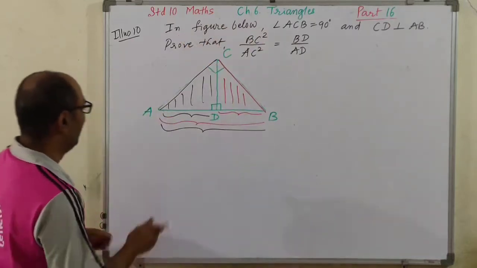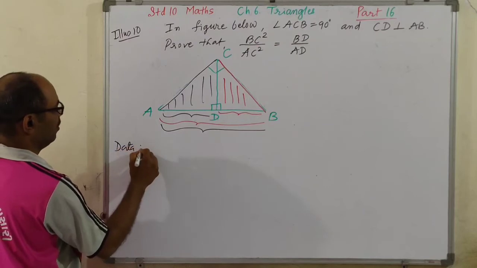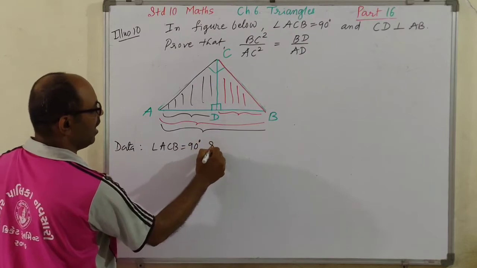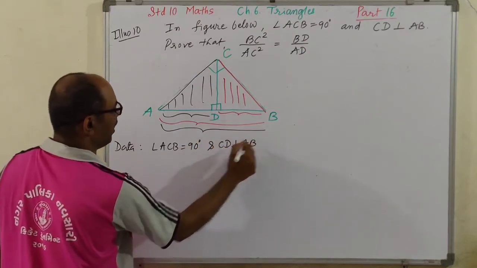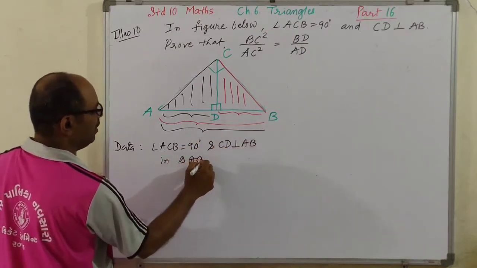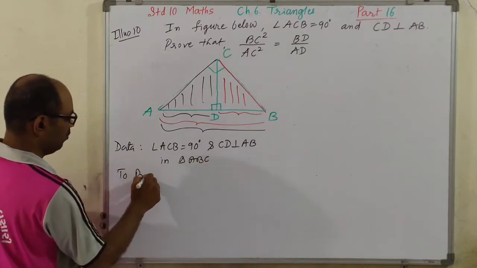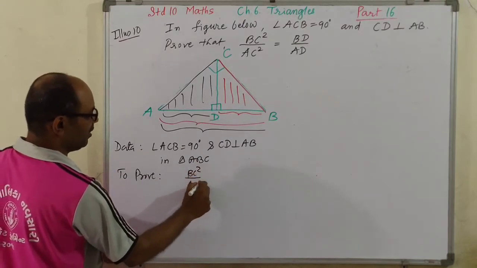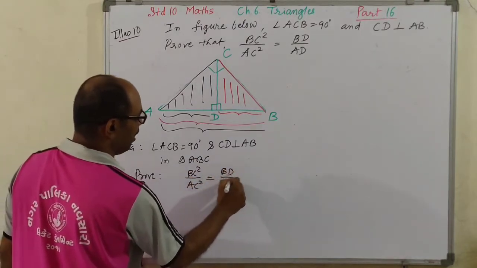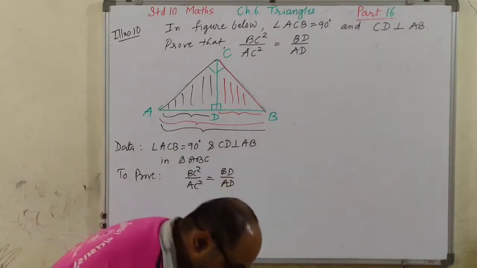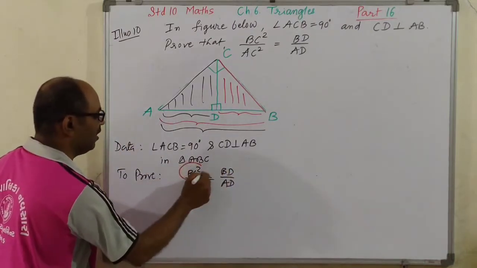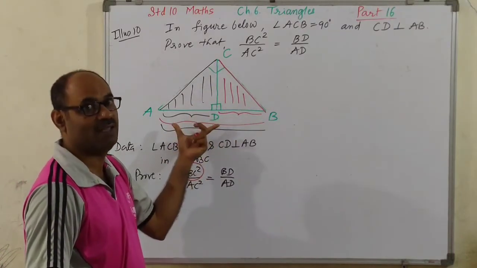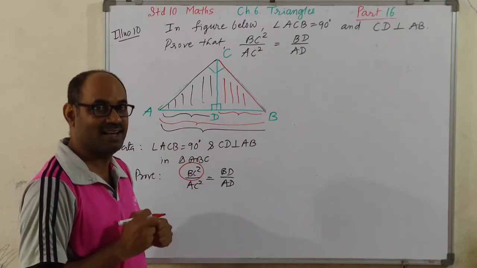Let's do it. Data: angle ACB is equal to 90 degrees and CD is perpendicular to AB in triangle ABC. To prove: BC square upon AC square is equal to BD upon AD. First, we will focus on BC square. You already know BC square is equal to BD into AB, but that is a reduced result. We cannot write it directly.